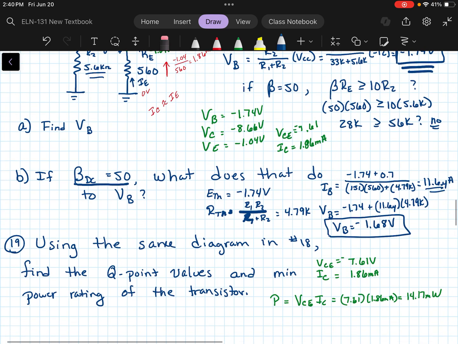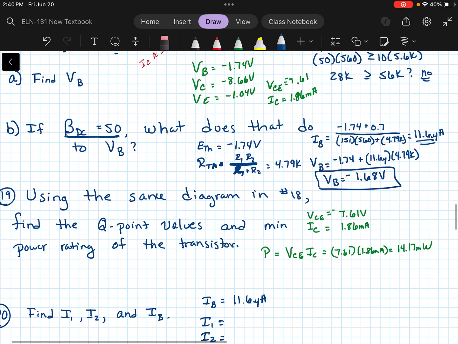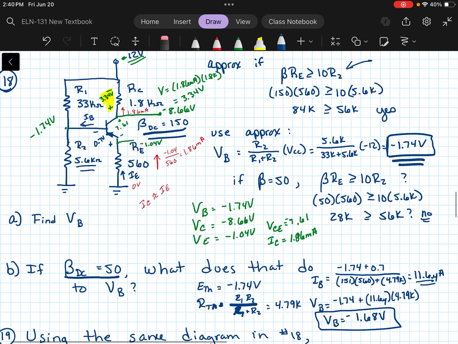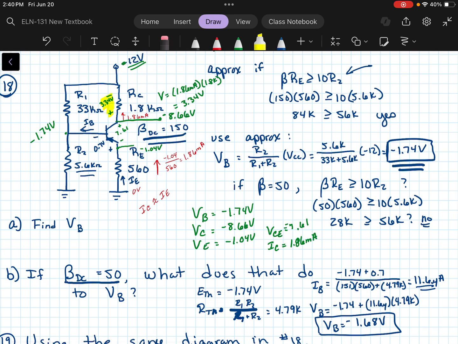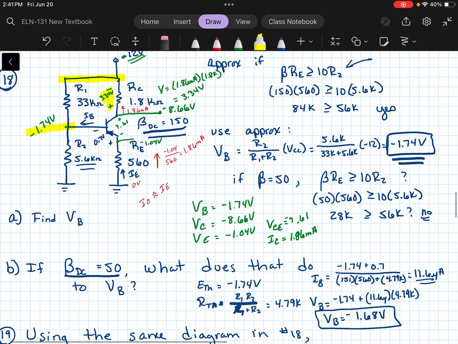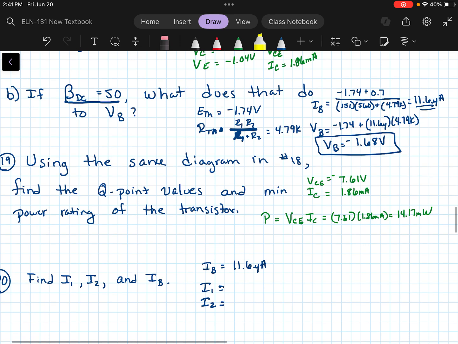So I determined that IB needed to be about 11.6 microamps. Now I1 and I2. When we do this approximate method, we're assuming that I1 equals I2 because, and I'll show you how this works out, we're going to start with 12 volts up here, and we've got the 1.74 here. So we should see a difference of 10.26 across the 33 kilohm resistor.